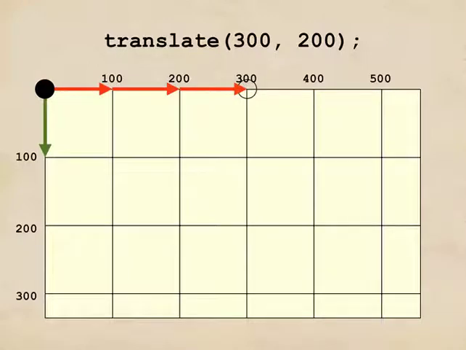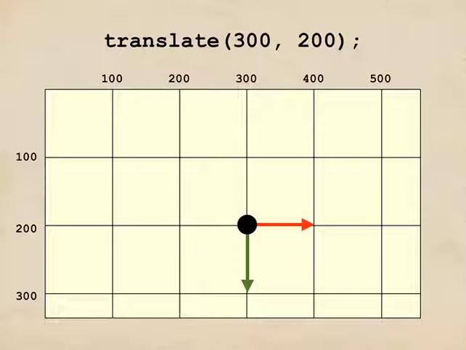Now we want to move 200 pixels down. So okay, we move 100 pixels down, we move another 100 pixels down. This is the new location of our coordinate system. And we could just draw it right there. And if we drew a bear or a penguin or anything else, it would be drawn with respect to this coordinate system. In fact, even if we drew a circle with its center at 0, 0, it would be centered at this big black dot because that is now the origin of the coordinate system.